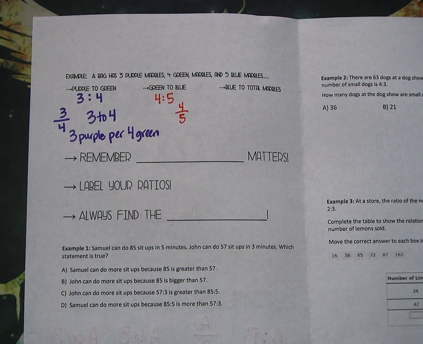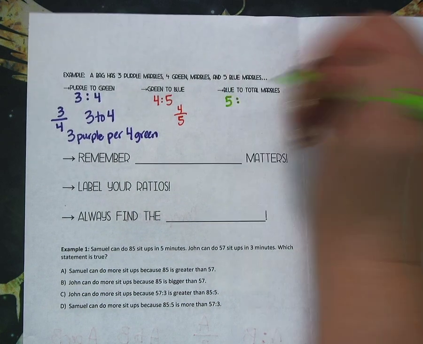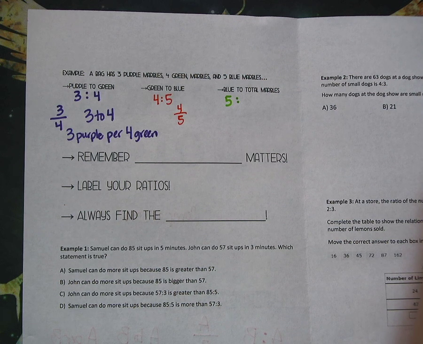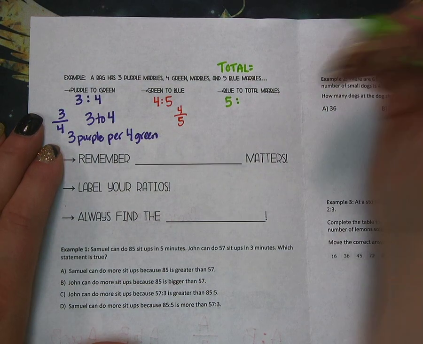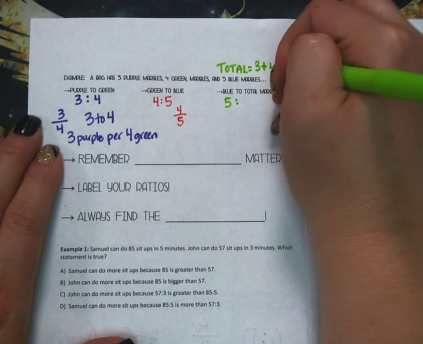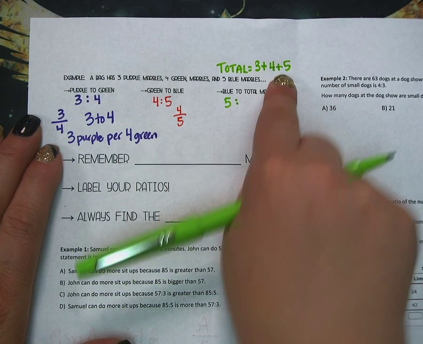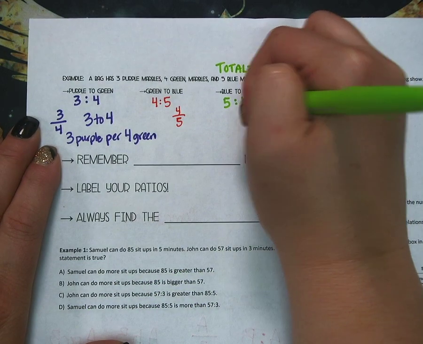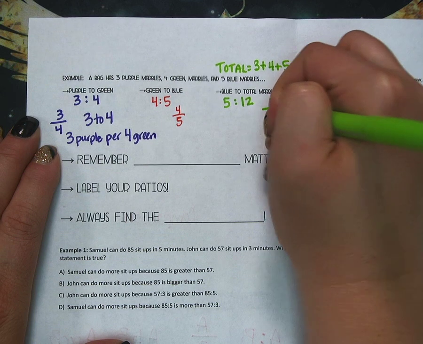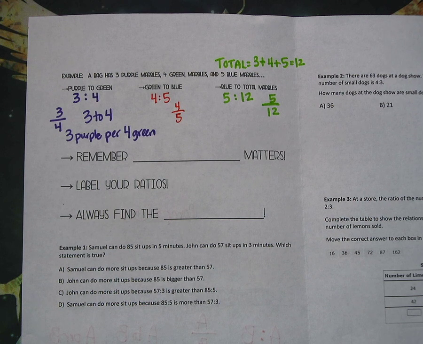And then the last one says blue to total. For that one, I have how many blue? 5. And then I have to figure out the total. How would I find the total? I'm going to add them all together. So total equals the purple plus the green plus the blue. 3 plus 4 is 7, and 7 plus 5 is 12. So blue to total would be 5 to 12, or 5 over 12. And those are some different ways we could write ratios.